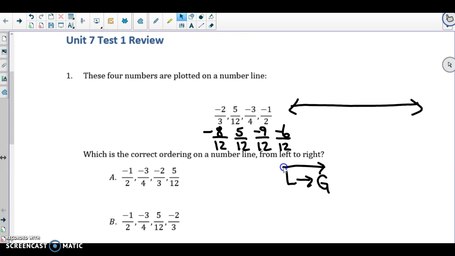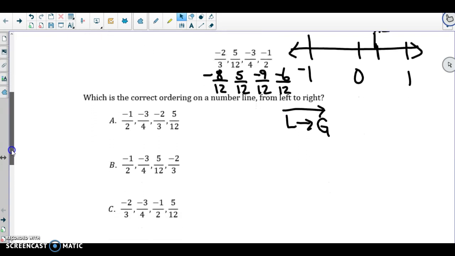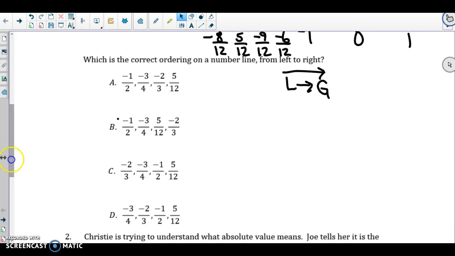Well, they're all between 1 and 0, looks like. And really, my only positive one is my 5/12ths. So that would be this one right here of 5/12ths. Okay, so that's my only positive one, and so it has to be my largest one. So taking a look, I could actually eliminate that one because of that.